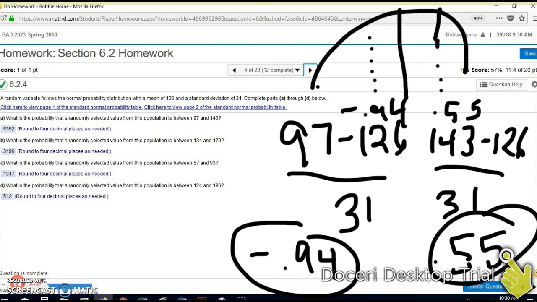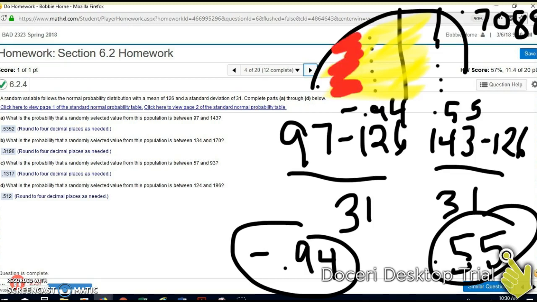So when we look up 0.55, it's going to give us all the area up under 0.55. So when you look that up on your table, you get 0.7088. Now, we don't want this area down here. So to figure out what that area is so we can subtract it, if you look up negative 0.94, you will see that this area down here is 0.1736. So if we want just the areas between these two numbers, we have to subtract that area out.